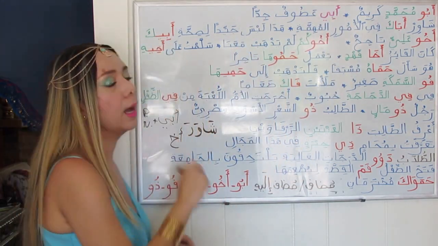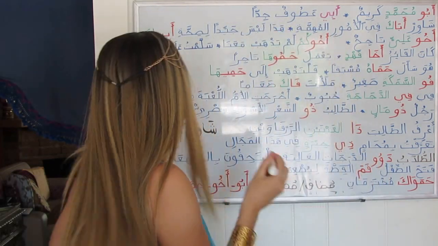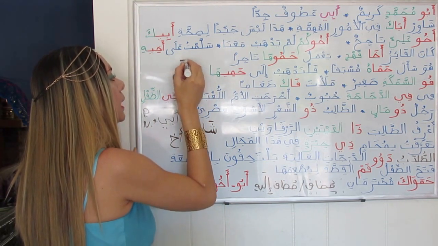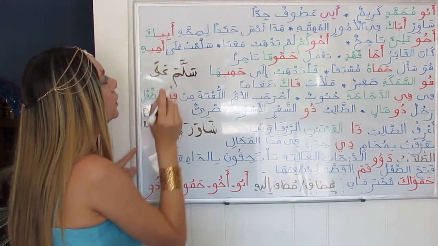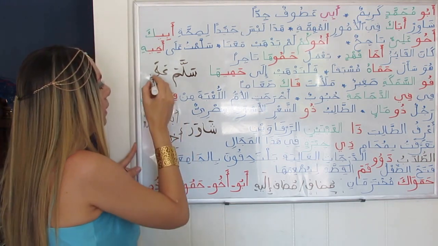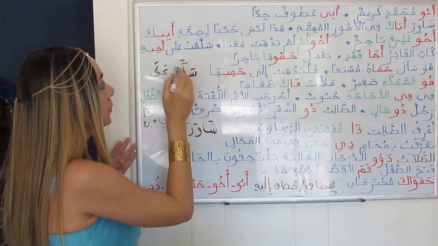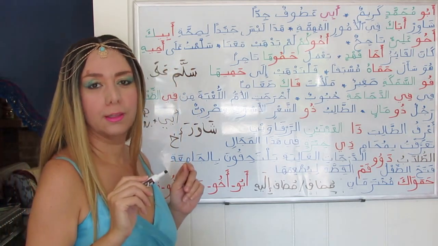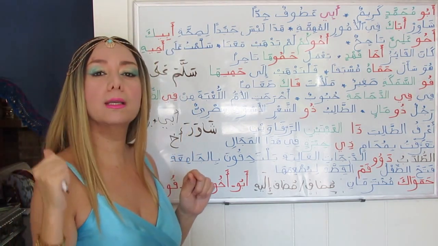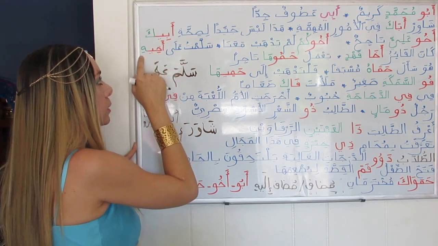سلمت على أخيه. سلم على, to greet. So to have the meaning of to greet, you have to add this preposition to سلم. I greeted his brother. أخيه. He referring to his brother. So first term of إضافة and second term.